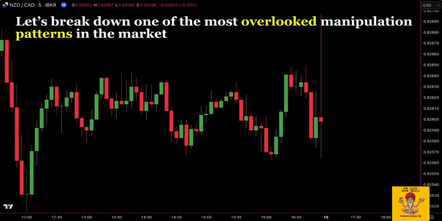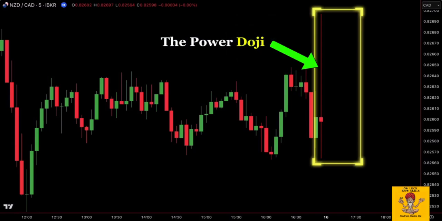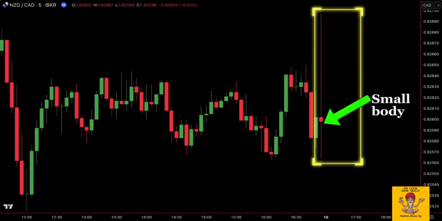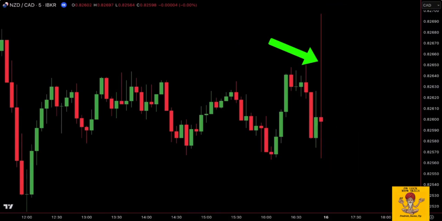Let's break down one of the most overlooked manipulation patterns in the market, the power doji. At first glance, it looks harmless, a small-bodied candle with long wicks on both sides. But beneath the surface, this candle tells a bigger story. The small body means price opened and closed near the same level, no real progress in either direction, but the long wicks show that both buyers and sellers tried to take control and failed. It's a clear sign of indecision, and more importantly, a setup for manipulation.